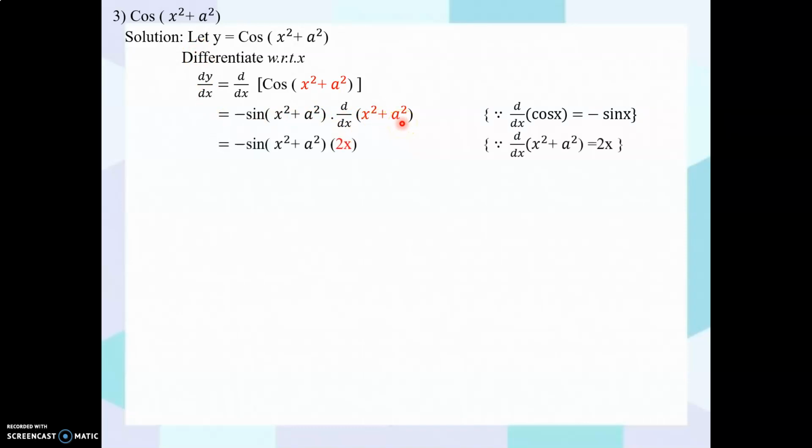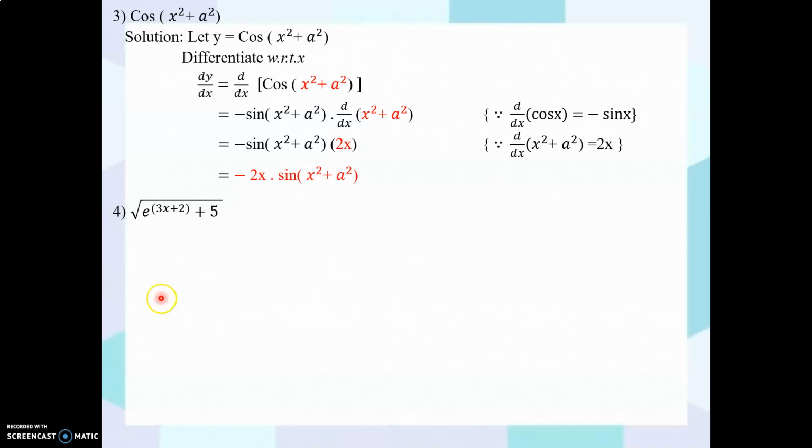In the next step, minus of sine of x square plus a square into the derivative of x square plus a square, which is 2x plus 0, so 2x. Now adjusting, minus 2x into sine of x square plus a square is the final answer for this question.